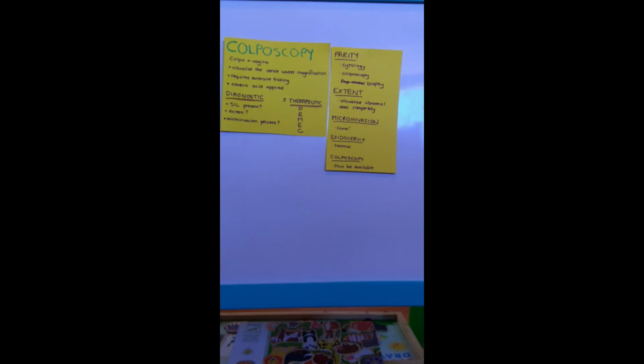The E is for extent. Can you completely visualize the abnormal area? The M is for microinvasion. There must be no microinvasion. The E is for endocervix. So the endocervical canal needs to be normal. So that means there must be no abnormal glandular cells on pap smear.